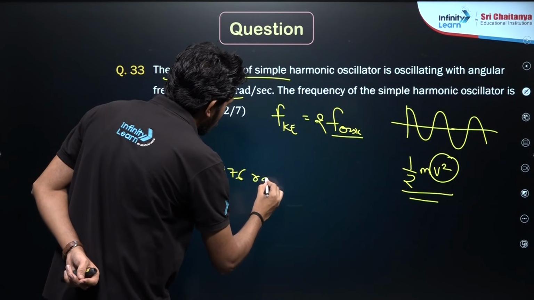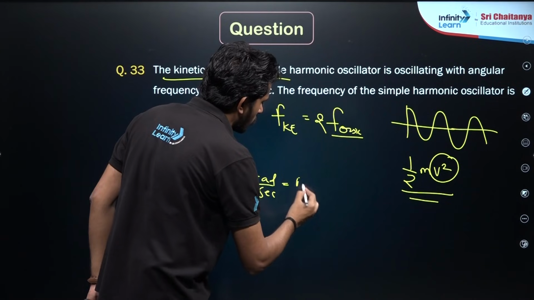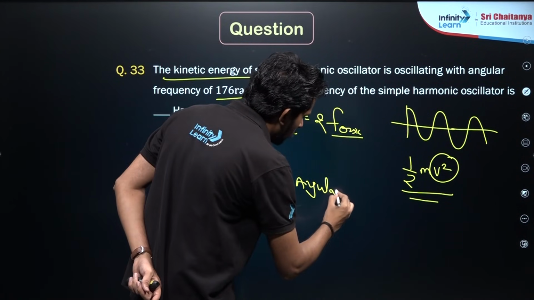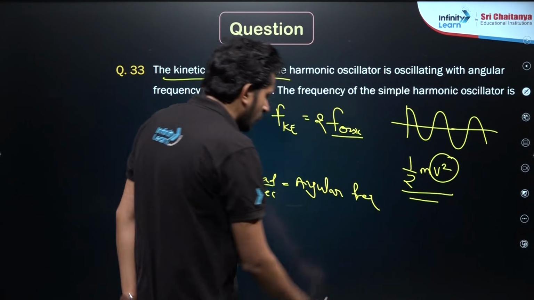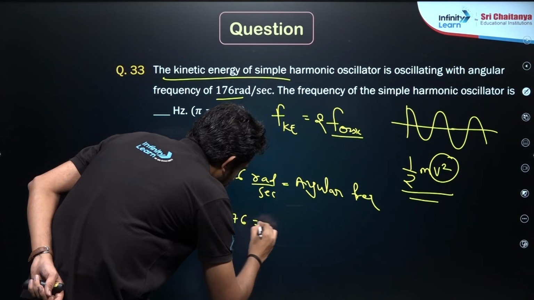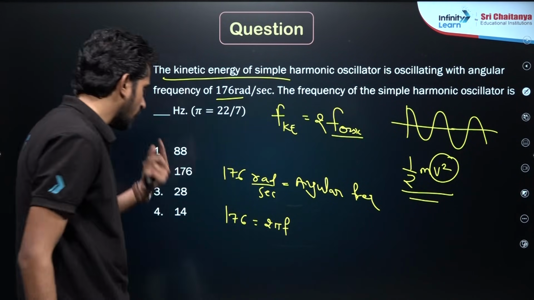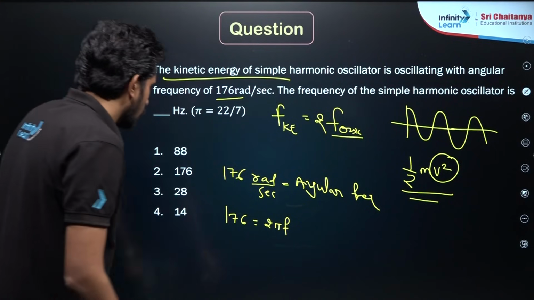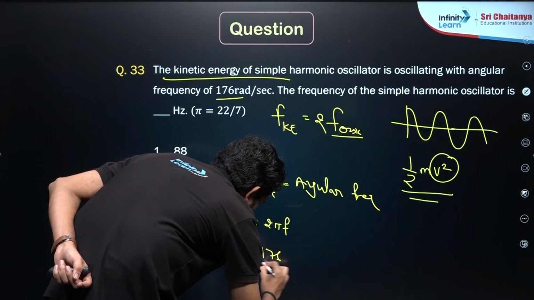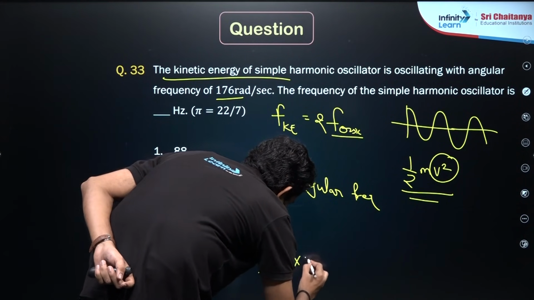176 radian per second. And this is what? This is angular frequency. This is not frequency, this is angular frequency. And angular frequency is what? That is 2 pi f, right? 2 pi f. So f, frequency, would be what? 176 upon 2 into 22 into 7.